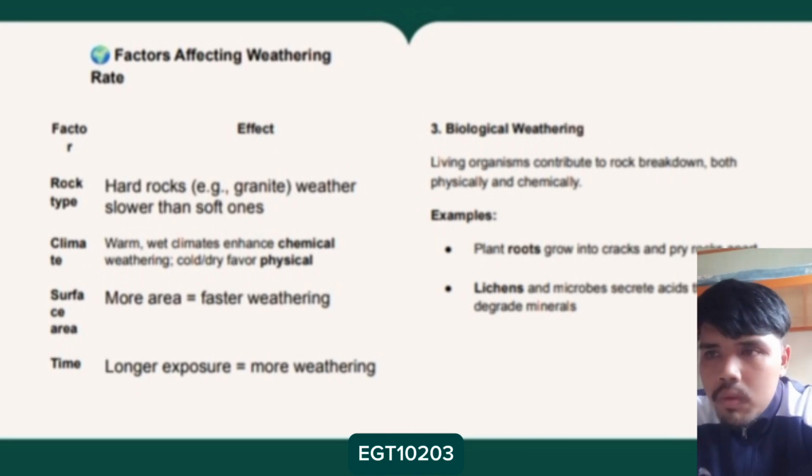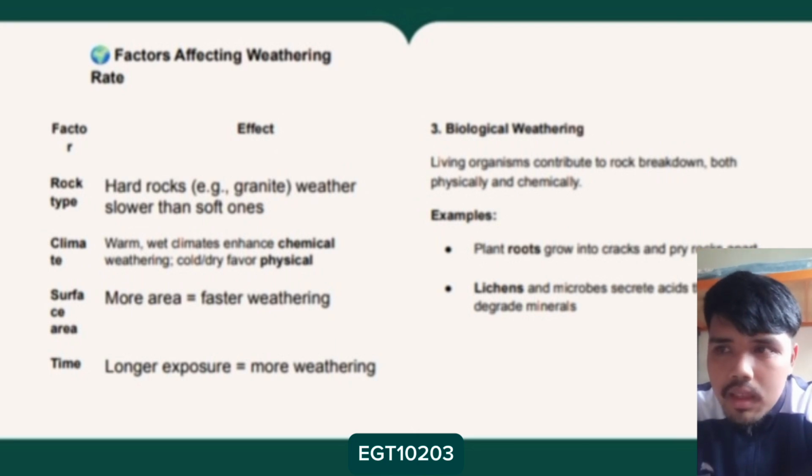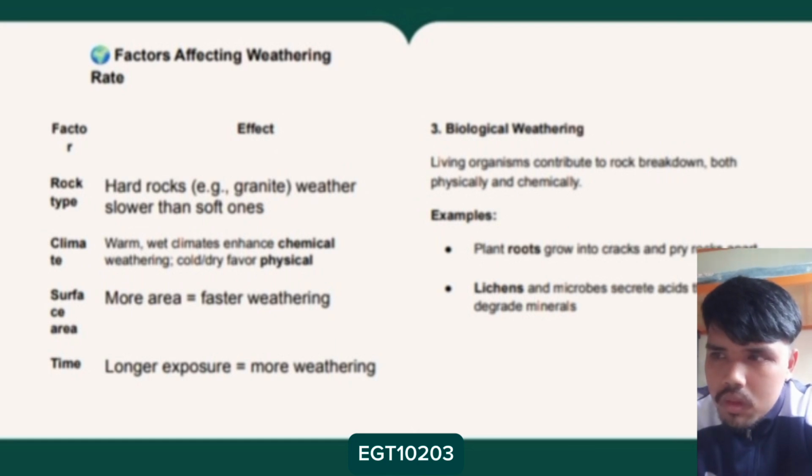Okay, next, factors affecting weathering rate. We have 4 factors here. The first factor is rock type. The effect: hard rocks, for example granite, weather slower than soft ones.